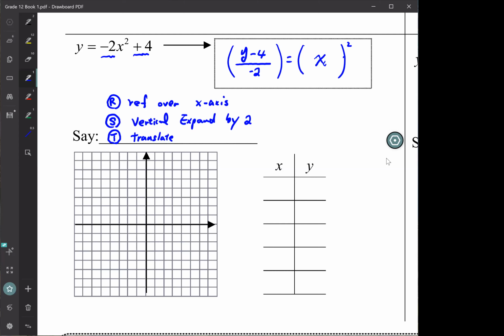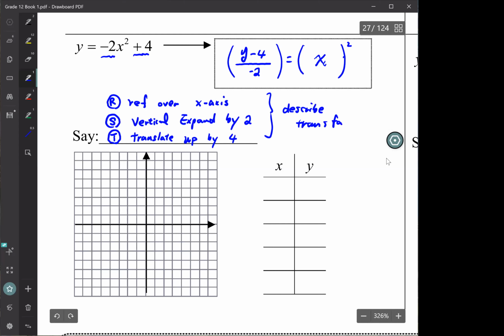So subtract tells you to go up by 4. That's how you describe it. So this is called describe transformation. When the question says, please describe the transformation, this is what you need to write down. Now we need to get a graph. How we get a graph is very easy. You just look at the story form. Use the story form.